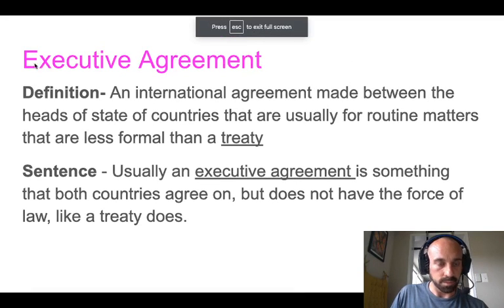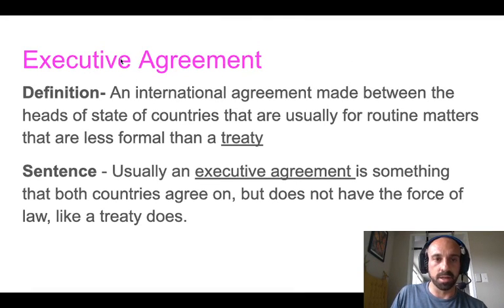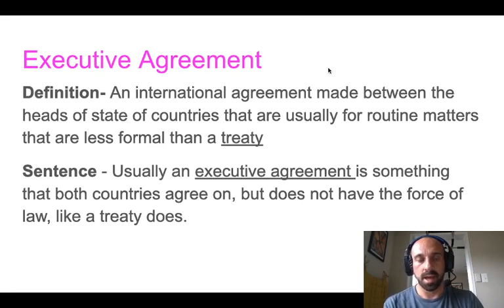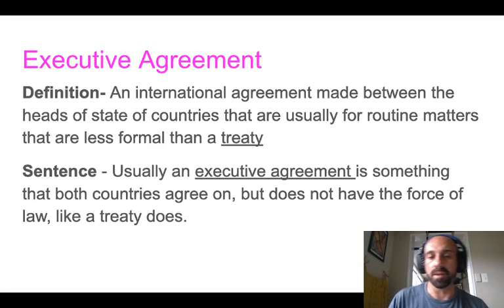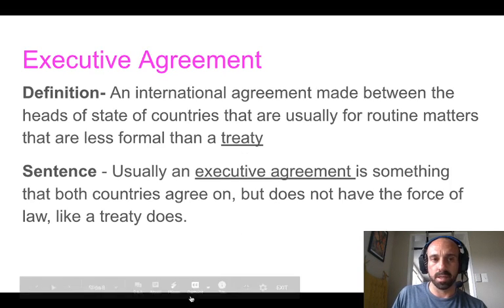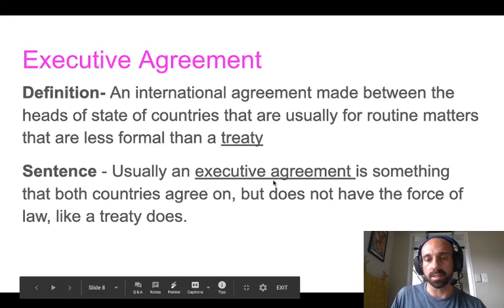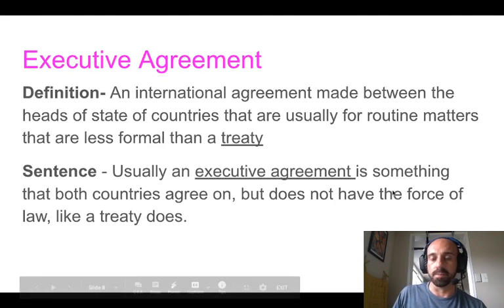The next thing we're going to look at is something called an executive agreement. This is an international agreement made between heads of state of countries, usually for routine matters, that is less formal than a treaty. I have treaty underlined because that's an important concept you should know. A treaty is an agreement between different countries, and it has to be approved by the Senate. So an executive agreement is a little less formal than a treaty.